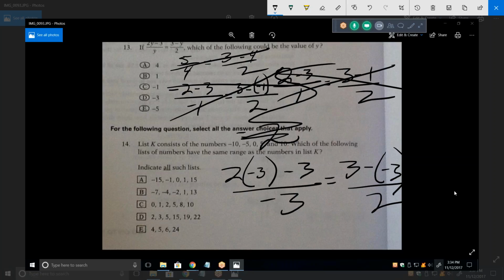So 2 times negative 3 is negative 6. Minus 3 is negative 3. Hold on. Wait, no. Negative 6 minus negative 3. That's negative 9. Okay, let me ask you something here.